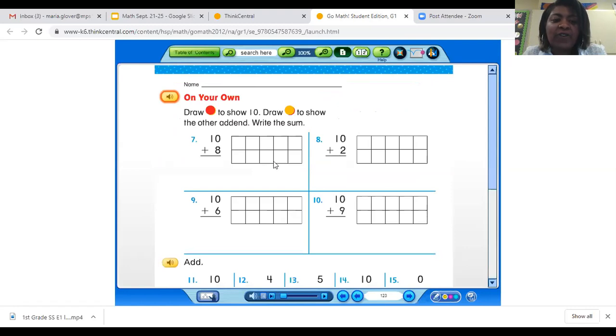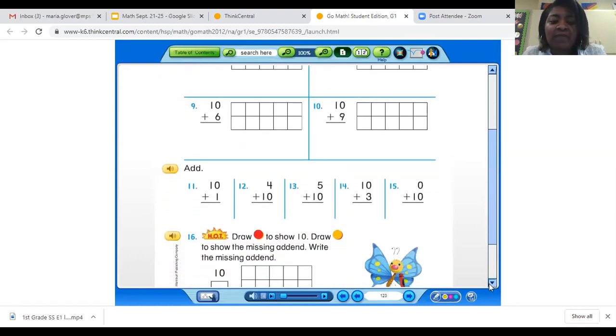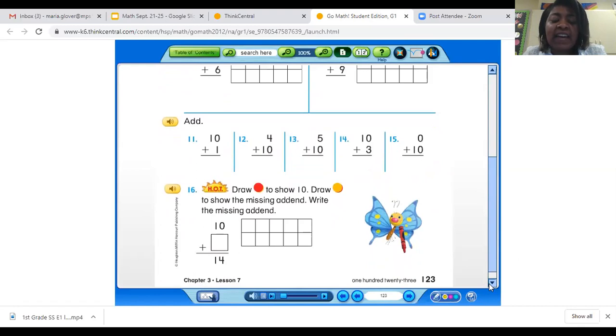All right, so you should be able to do this on your own. Same like we did for the other examples. Go ahead and do the same for 7, 8, 9, and 10. And then for numbers 11 through 15, you're simply going to add. You can think of it about the 10 frame, or you could do your strategy like counting on.